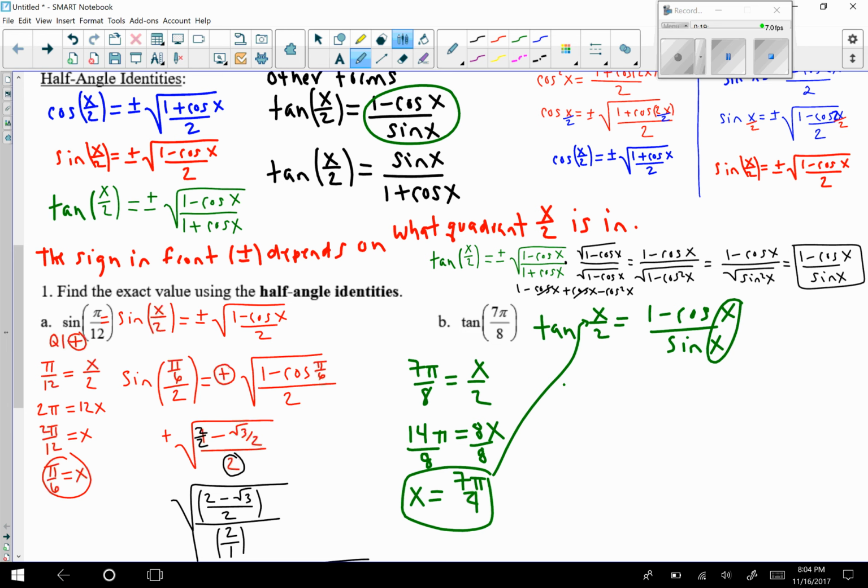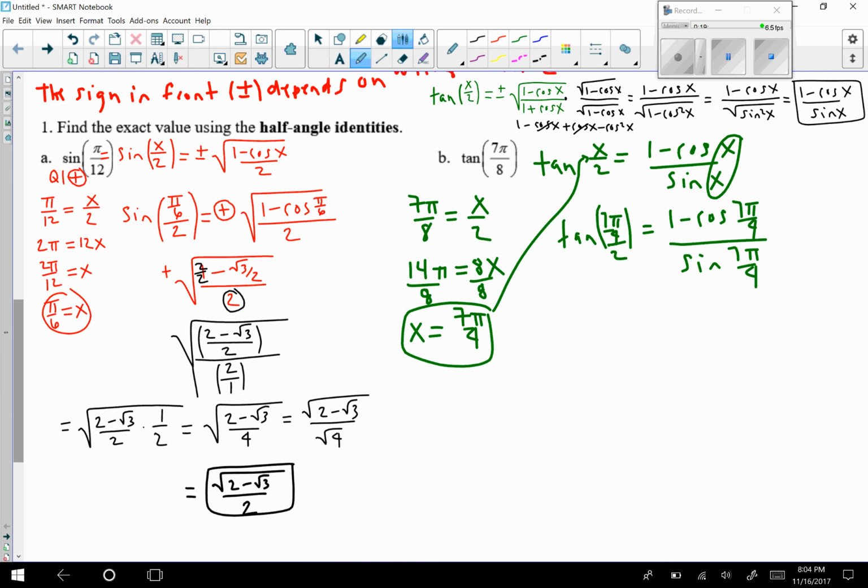So we have the tangent of 7 pi over 4 divided by 2 is equal to 1 minus the cosine of 7 pi over 4 divided by the sine of 7 pi over 4. So then, of course, we are going to be using our unit circle. And if you recall, 7 pi over 4 is in the fourth quadrant on my unit circle. So we need to find the cosine and the sine of that.